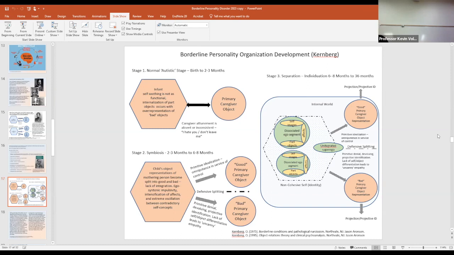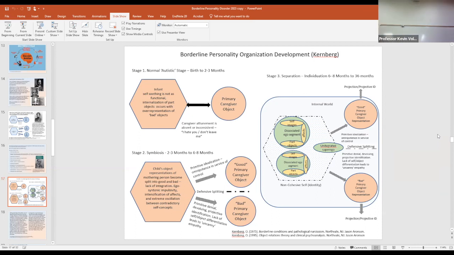Does that make sense? You guys kind of follow along with this? It's okay. So this model, I like this model. This is what I was trained on. This is what I used to help me understand people with BPD. And I find it very helpful, because it really explains what I'm experiencing as the therapist, the countertransference and those kind of things.